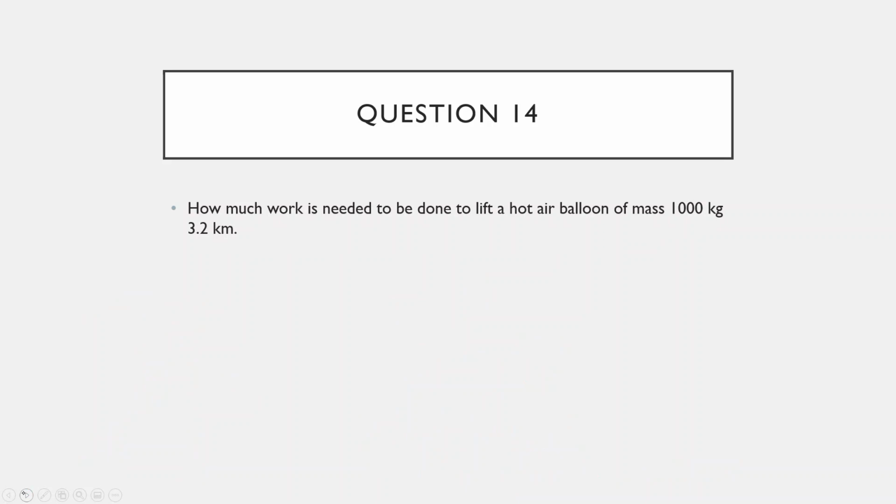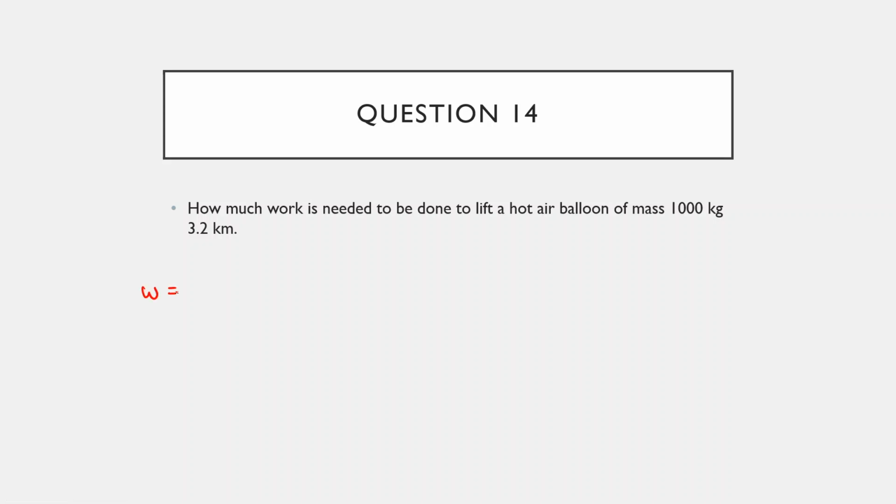All right, next question. How much work is needed to lift a hot air balloon of mass 1,000 kilograms 3.2 kilometers? Okay, so we have to change the height of this hot air balloon. So we have to do some work on it. We have to change its gravitational potential energy. We're going to start increasing it. So we're going to put work into the system to increase its gravitational potential energy. So how do we work that out?